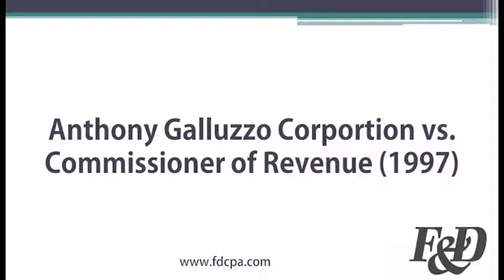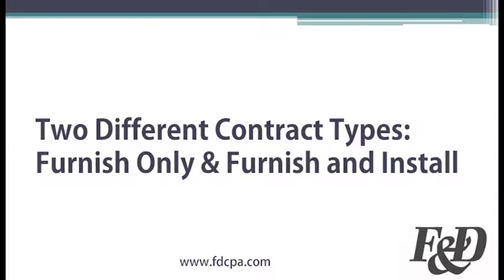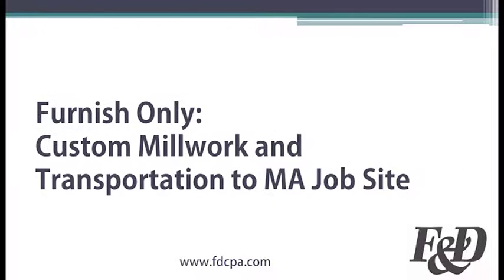In this case, the taxpayer, the Anthony Galluzzo Corporation, supplied construction materials and also performed custom millwork for its customers. They entered into two different types of contracts, a furnish-only contract and a furnish and install contract. With the furnish-only contracts, they performed millwork to the customer's specifications at their facility and then transported to the customer in Massachusetts and delivered to the job site. And then that was it.